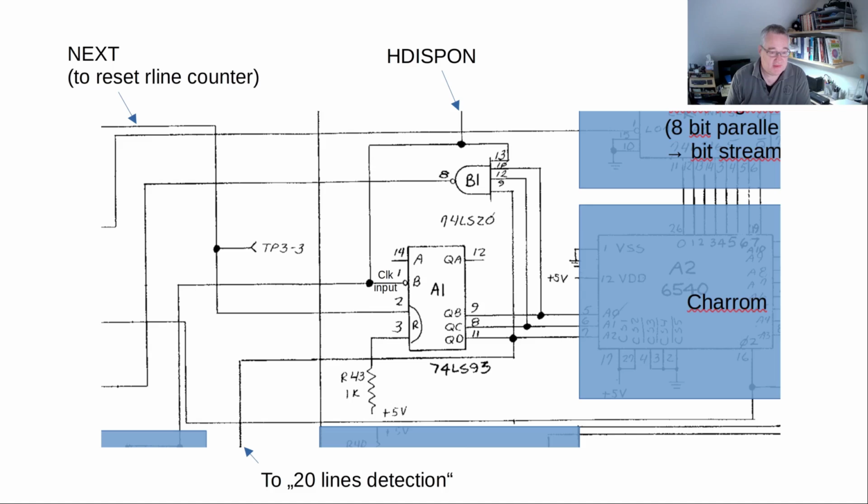And then we have that output here, 3 bits of output that are NANDed together with display on, so to say. Let me have a look. Yeah, to actually set the hold register to transparent. So also what we have here, this is the one that goes. This is the uppermost bit of that counter, and that goes high in the second half of the character, and the fourth raster line, and that goes to the 20 lines detection.